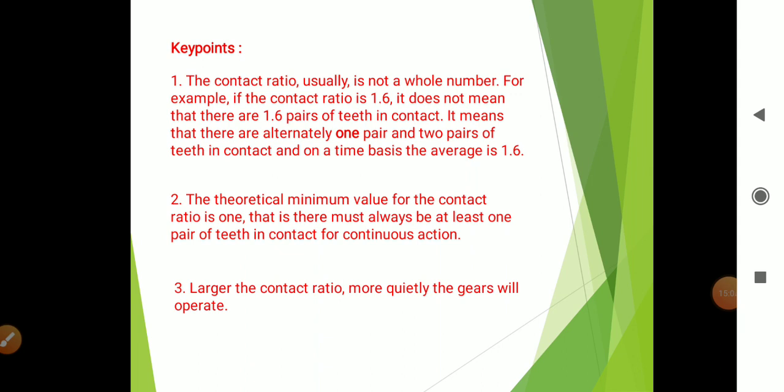So today we covered the arc of contact and contact ratio. In the next video we will see the numericals based on these derivations and formulas. Okay, thank you very much.